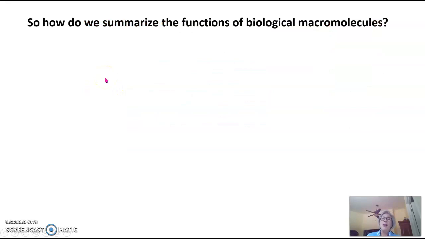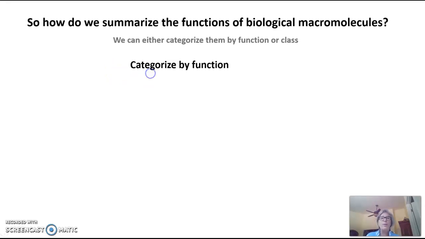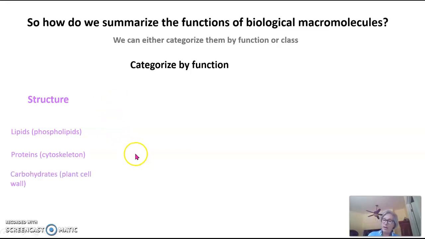So how do we summarize the functions of biological molecules? There doesn't seem to be any clear pattern for what type of molecule does what type of function. We can either categorize them by function or by class, so I'm going to do both for you. So first, let's categorize them by function. So if we start with structure, the function of structure, we have lipids, specifically phospholipids, that form cell membranes. We have proteins that form the cytoskeleton. And we have carbohydrates that form plant cell walls.